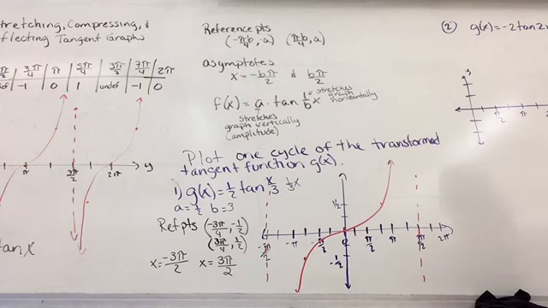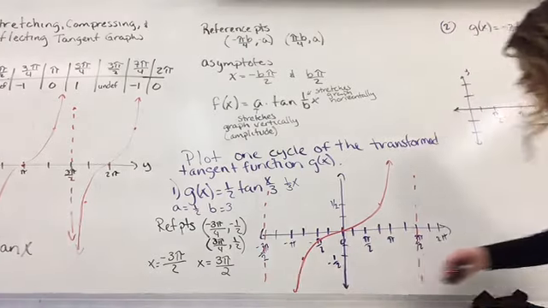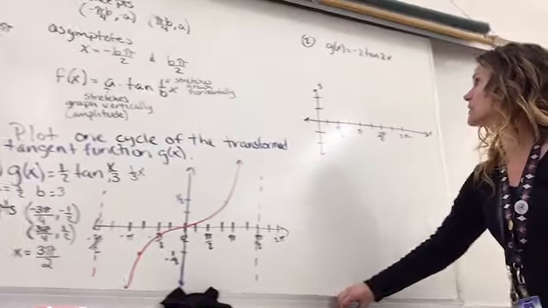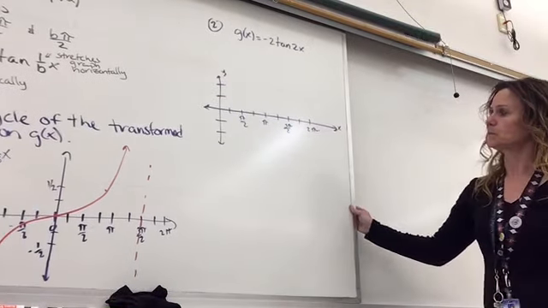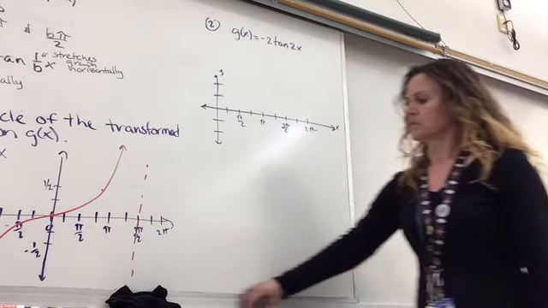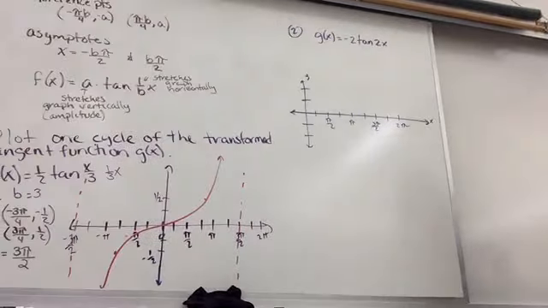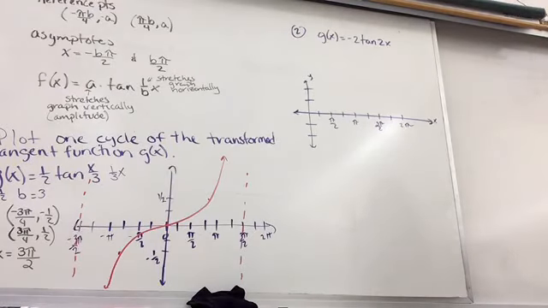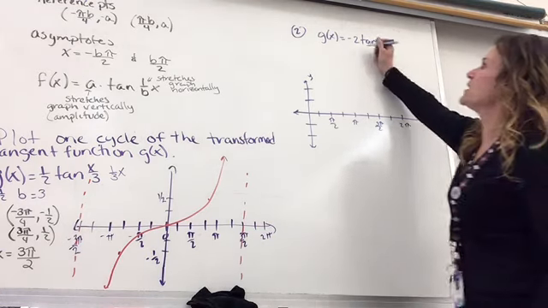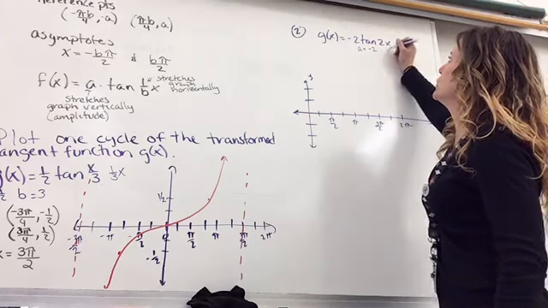That's all you're doing. You're going to use your reference points just like you've always done. Identify A and B, and we'll be good to go. So let's look at one more example. G of x equals negative 2 times tangent of 2x. So again, we need to identify what A is, and that's pretty simple. A in this case is negative 2.